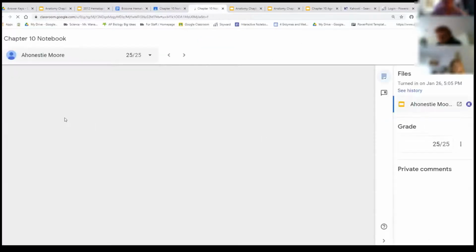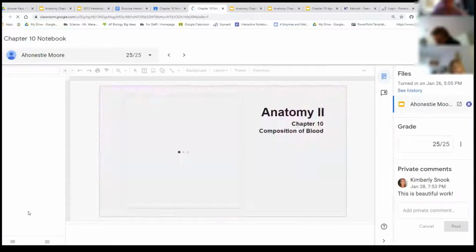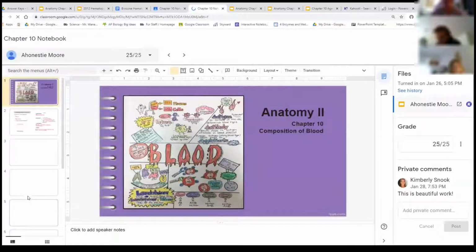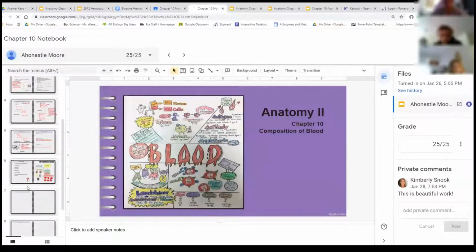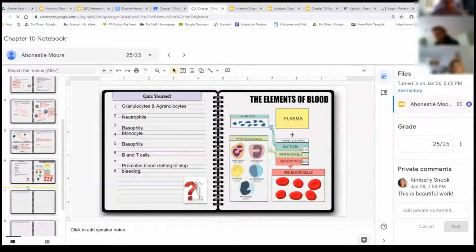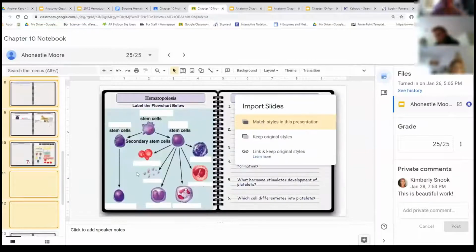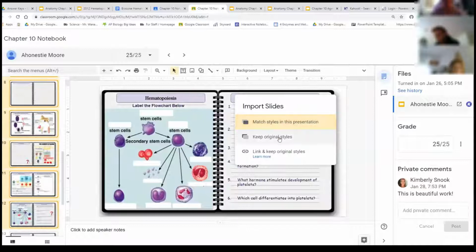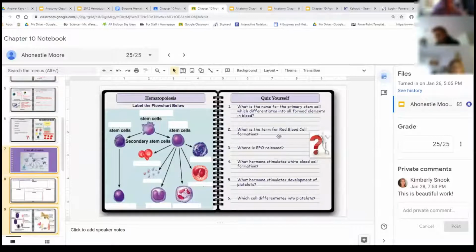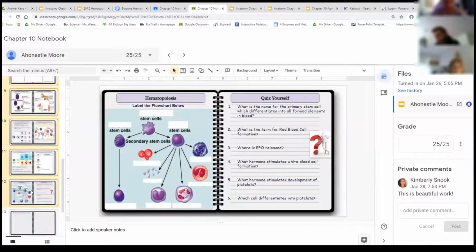So I'm going to open up Honesties, and I'm going to go to slide 6. So in between 6 and 7, I'm going to click, and then I can paste. Either Control V, Edit, Paste, or right click. It's going to ask you to match styles in this or keep original. Select Keep Original so that it doesn't change the template. So now you have 6 more slides that you can work with.